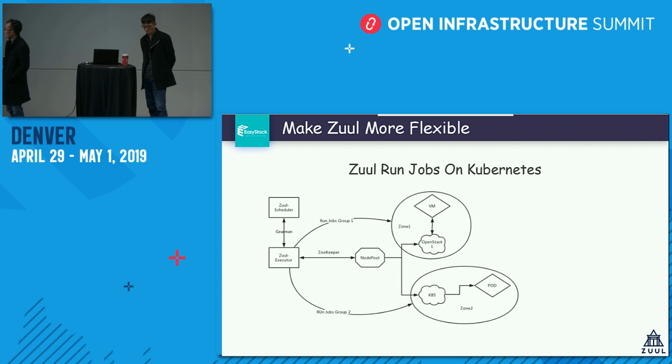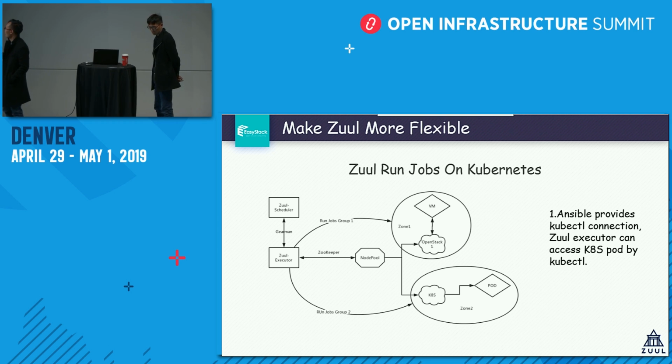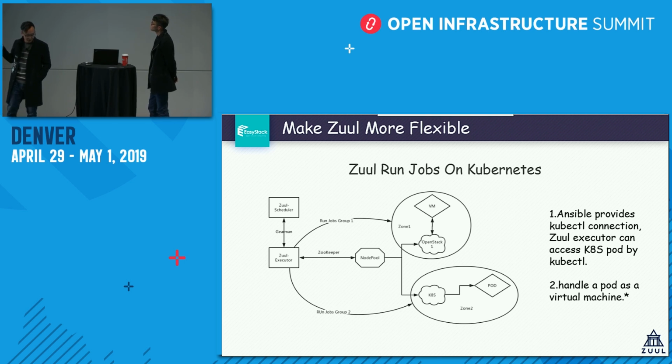This slide shows Zuul running jobs on Kubernetes. Compared to the slide before, we changed Zone 2 to a Kubernetes cluster, and the Zuul scheduler will execute jobs on both OpenStack virtual machines and the Kubernetes cluster. As we know, connecting to an OpenStack virtual machine can easily be done by SSH, and connecting to a Kubernetes pod may be harder. First, I found 2 ways to connect to Kubernetes pods. One is that Ansible provides a kubectl connection, and the Zuul executor can access Kubernetes pods by kubectl. This is the default way the Zuul community uses. Another way is to handle a pod as a virtual machine.